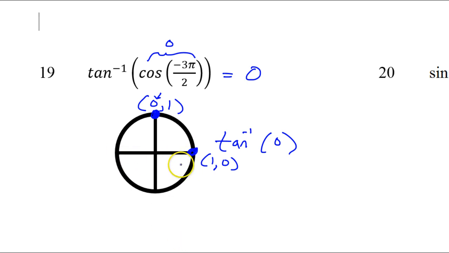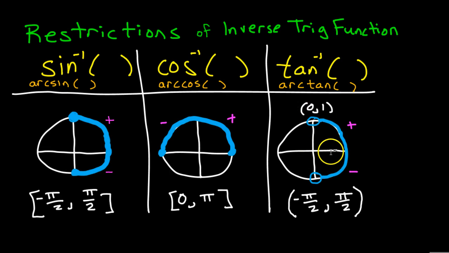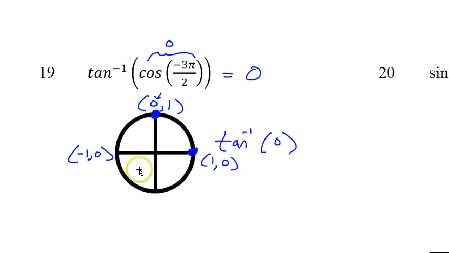There's one other angle that will also give me 0. This one right here, negative 1, 0. Again, if I did y over x, that's 0 over negative 1, that is also 0. However, I'm not going to pick this one just because of the range restrictions. Inverse tangent can only be on the right hand side of the circle because of restricted range. So forget about this one, even though it also gives you 0. So that's why 0 is the final answer.